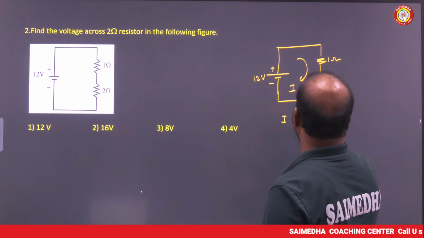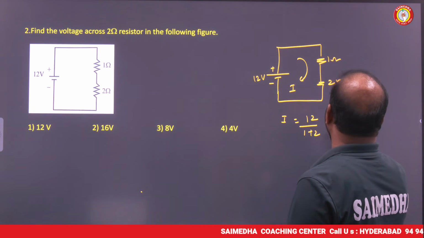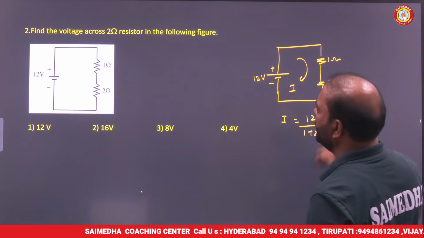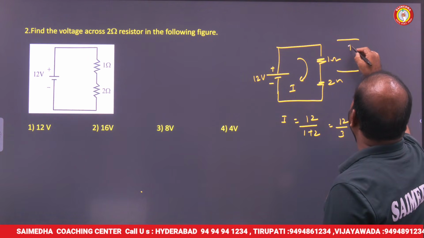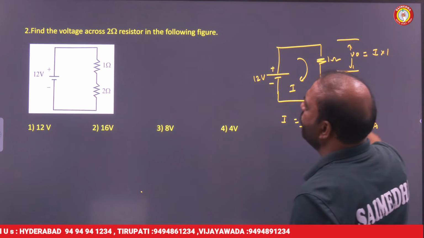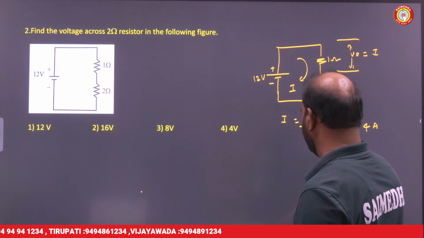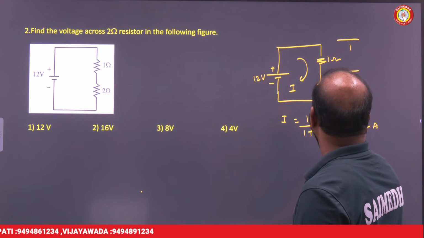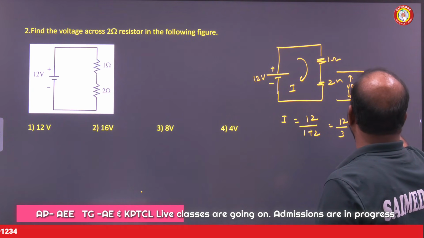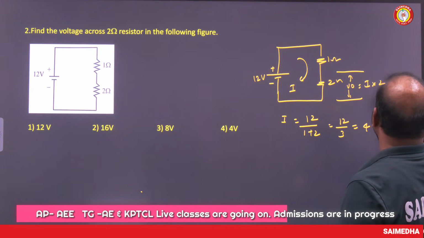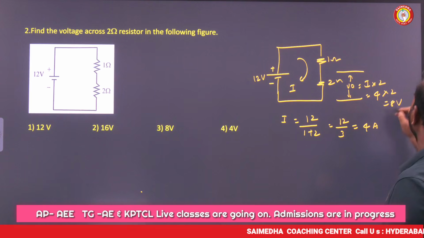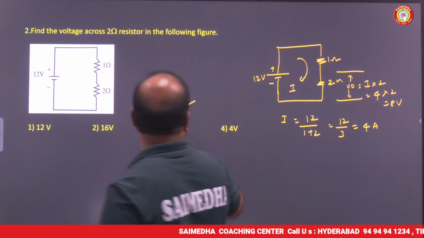So what is the current? I is equal to V by R, 12 by 1 plus 2, which is 12 by 3, which is 4 amperes. So 4 amperes is flowing, and we need to find the voltage across the 2 ohm resistor. V naught is equal to the current flowing through it, I, into 2. The current is 4 amperes, so 4 into 2 is 8 volts. So option 3 is the right answer. Clear?